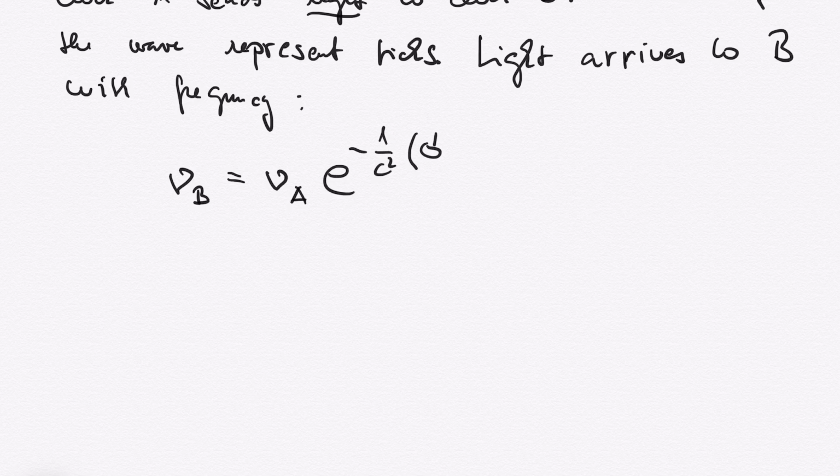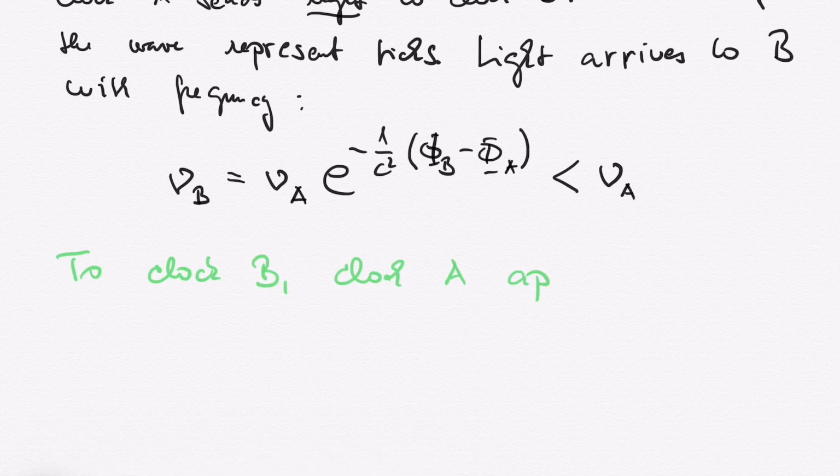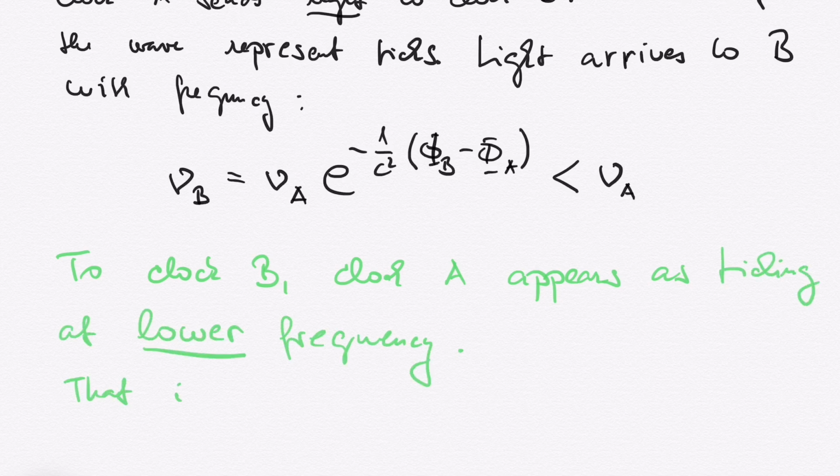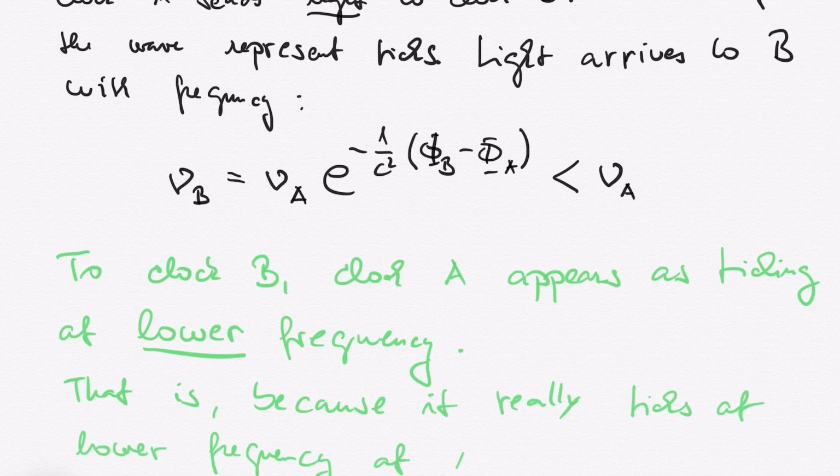It's nu A times this factor e to minus 1 over c squared, and then phi B minus phi A. I mean, phi B minus phi A is positive, so we arrive at lower frequency than was at A. That means that to clock B, clock A appears as ticking at lower frequency, as ticking slower. And that is because it really ticks slower at the lower gravitational potential. Let's work out this argument with the help of a Gedanken experiment.